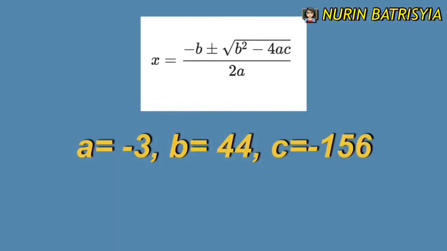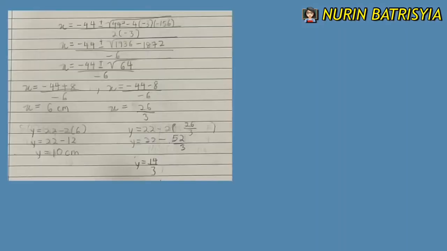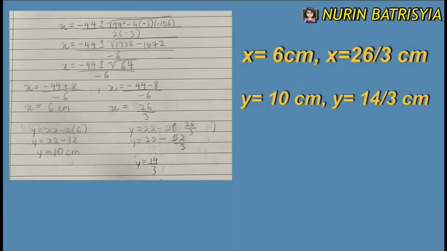And then we can use the quadratic formula by determining the a, b and c. After determining the a, b and c, we can just substitute them into the formula and we will get x equals 6 cm and 26 over 3 cm, and y equals 10 cm and 14 over 3 cm.